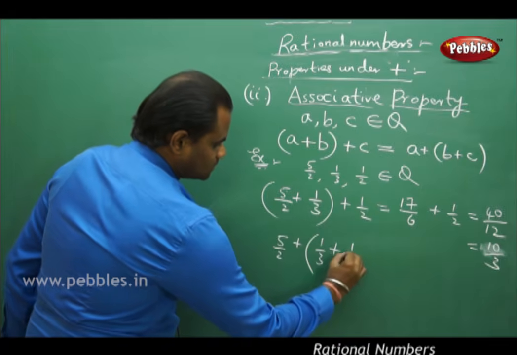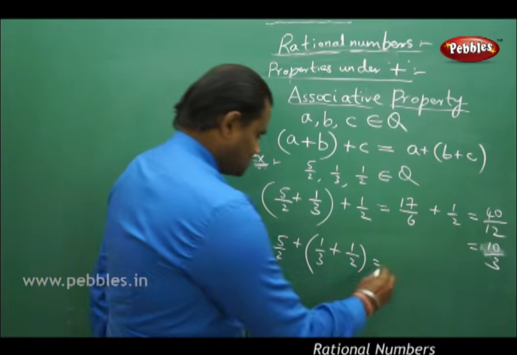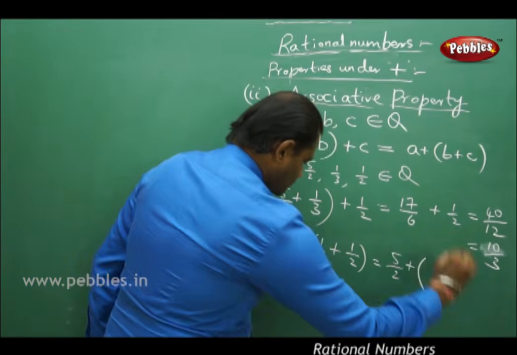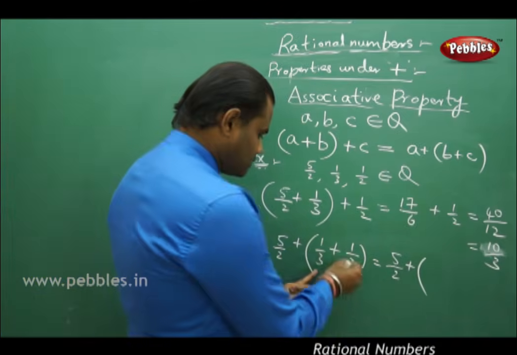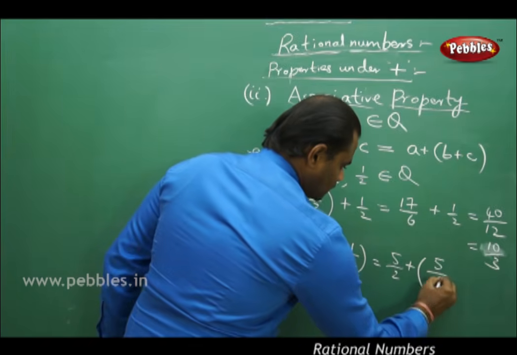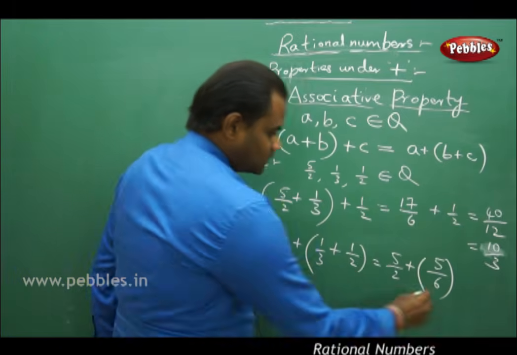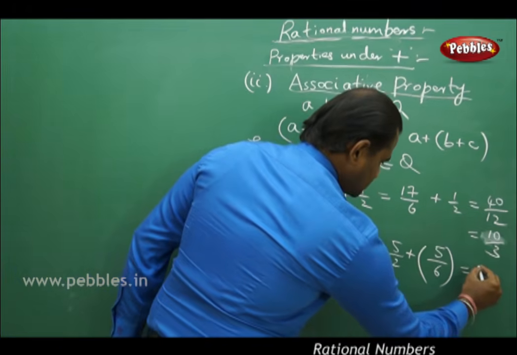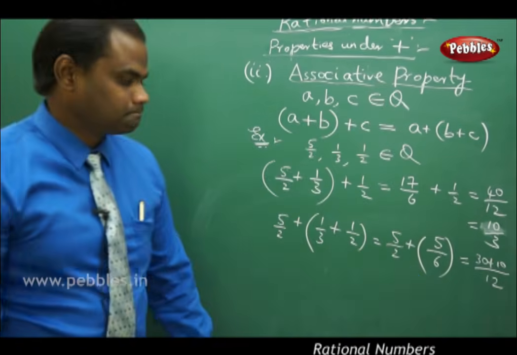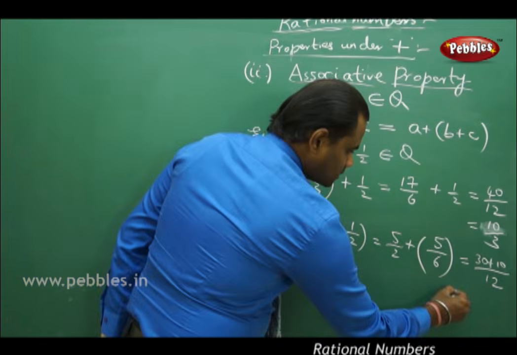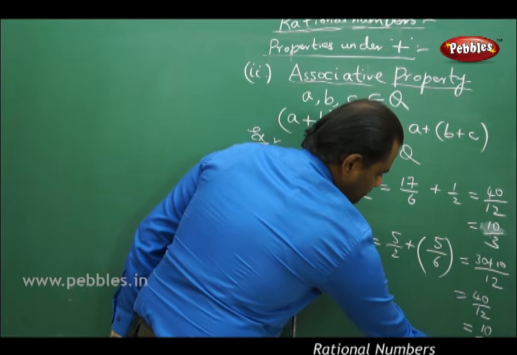So A plus B plus C is the one which I would like to simplify here. So I get 5 by 2 plus the LCM of 1 by 3 and 1 by 2, and simplified under addition would give me 2 plus 3, which is 5 over 6. And then I take the LCM of 5 by 2 and 5 by 6. Then I get 6 5s 30 plus 10 by 12, which is nothing but 40 by 12, which is in turn 10 by 3.